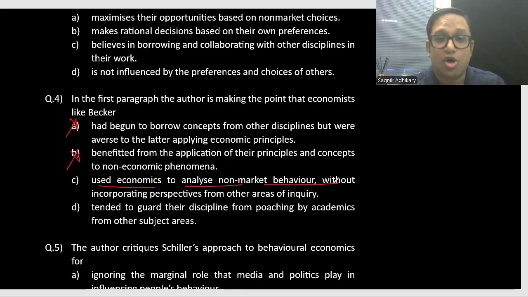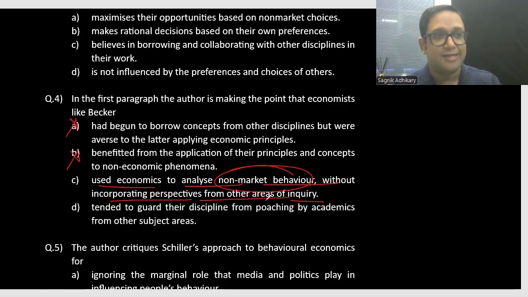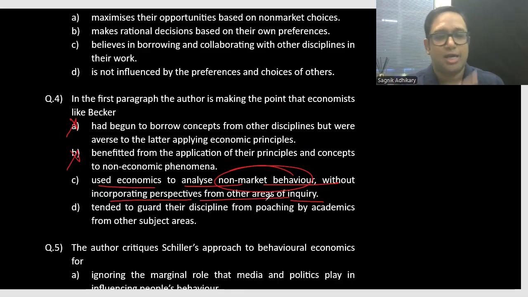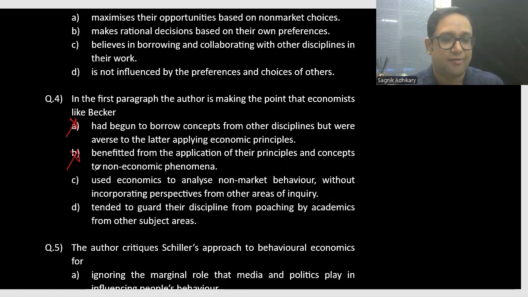C says used economics to analyze non-market behavior without incorporating perspectives from other areas of inquiry. Yes, if we check, non-market behavior was mentioned. We have taken note of that. Economic perspective was market behavior. Becker used the economic perspective, market behavior, to apply it to concepts of non-market behavior, which is non-economic aspects. So economics influencing other subjects, other disciplines. That's what this is talking about, which is true, without incorporating perspectives from other areas of inquiry into economics. This is precisely what we had been talking about. So this is a valid choice.